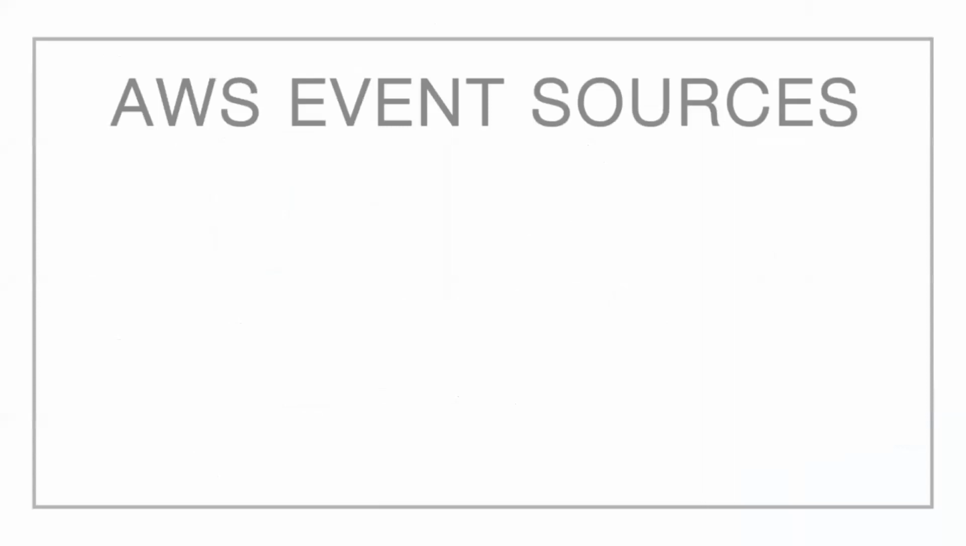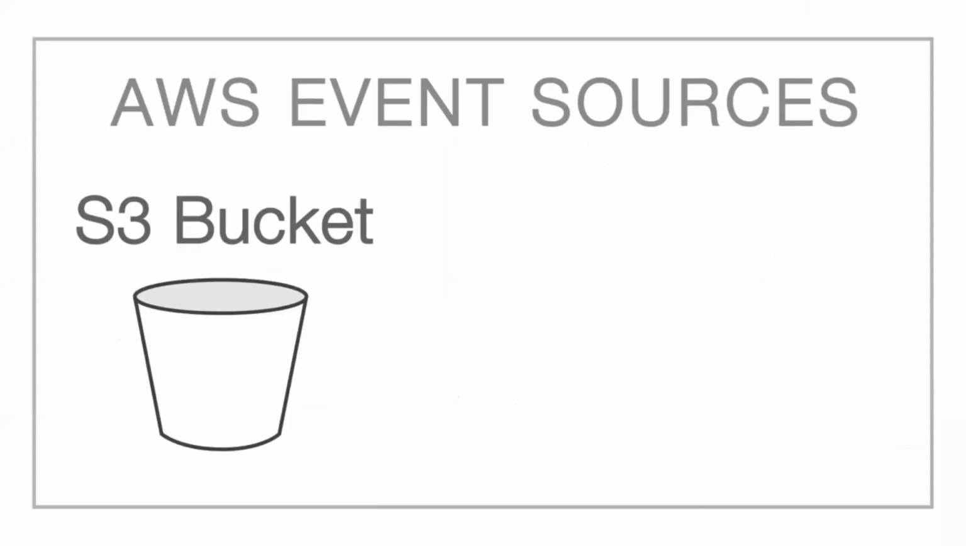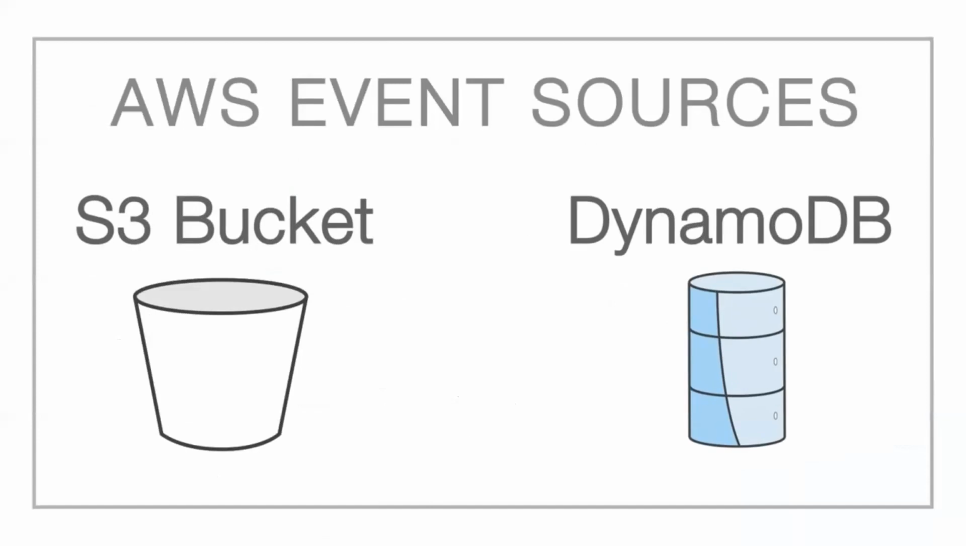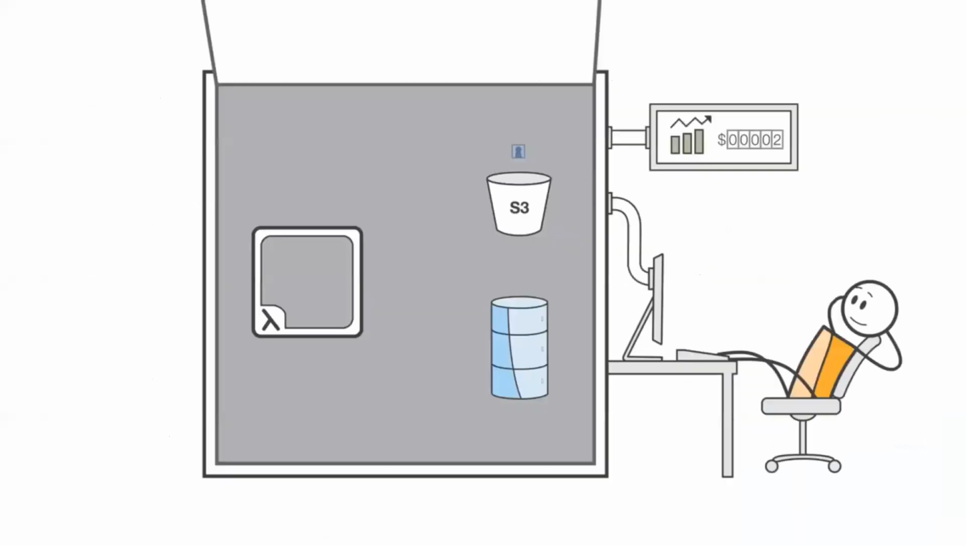Once your function is loaded, you select the event source to monitor, such as an Amazon S3 bucket or Amazon DynamoDB table, and within a few seconds, Lambda will be ready to trigger your function automatically when an event occurs. With Lambda, any event can trigger your function, making it easy to build applications that respond quickly to new information.